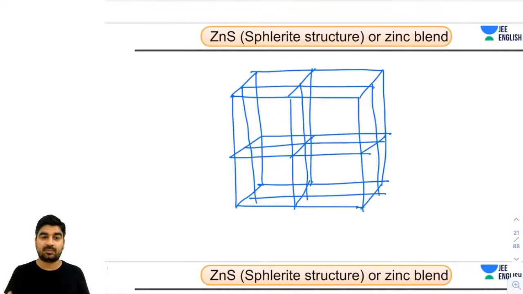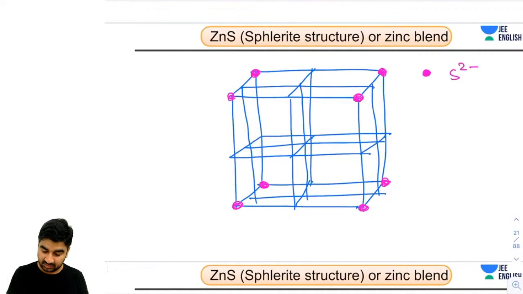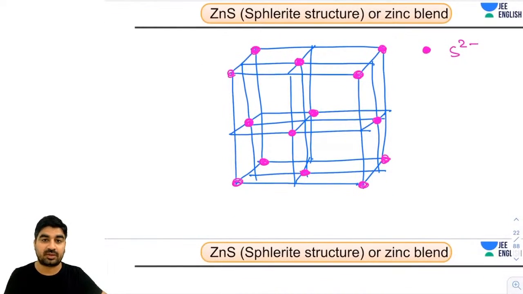So guys, where will be S2-? Suppose I am taking pink for S2-. So S2- is occupying the CCP position. CCP means all corners. So there are 8 corners, and I have filled all 8 corners here. And then it will occupy the 6 face centers: 1, 2, 3, 4, 5, 6. Yes, I think now it is clear. So the S2- position is fixed.